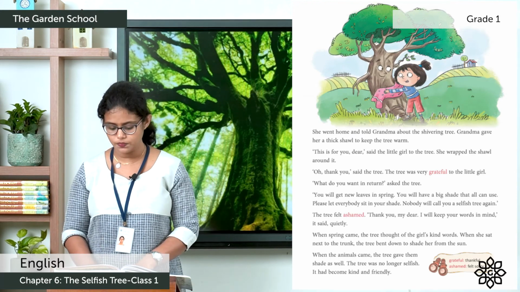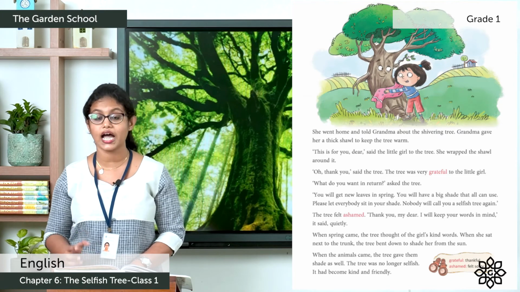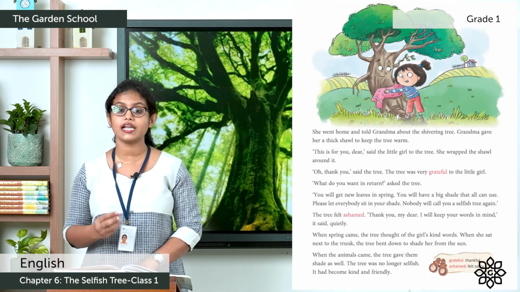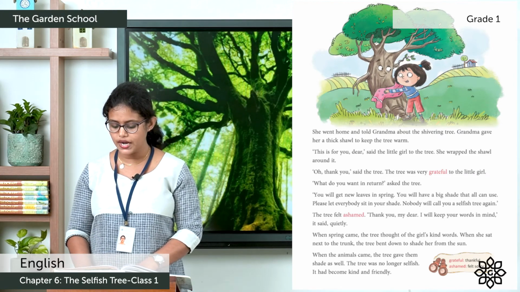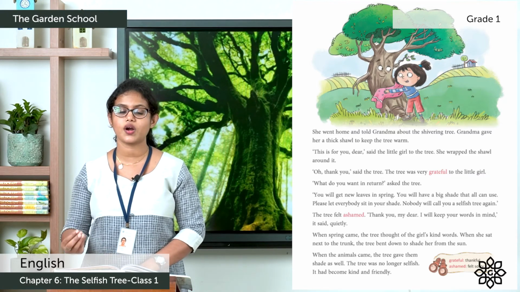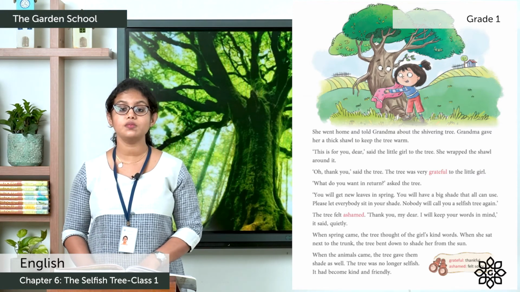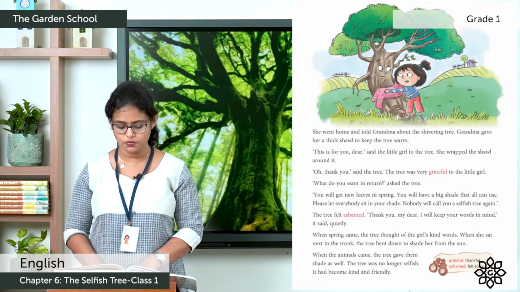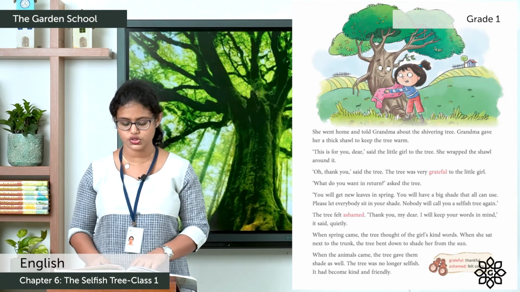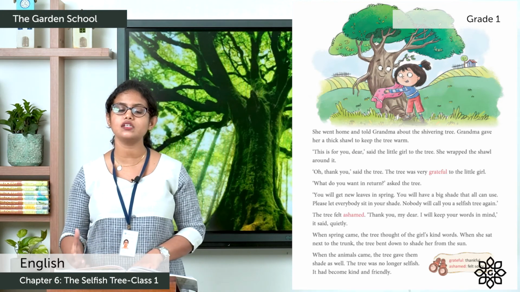When spring came, the tree thought of the girl's kind words. When she sat next to the trunk, the tree bent down to shade her from the sun. When the animals came, the tree gave them shade as well. The tree was no longer selfish. It had become kind and friendly.